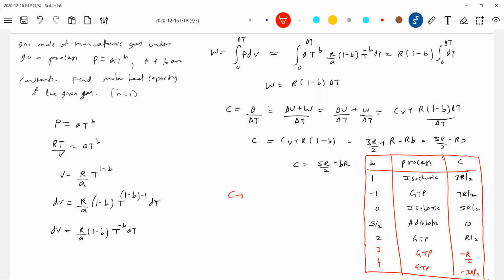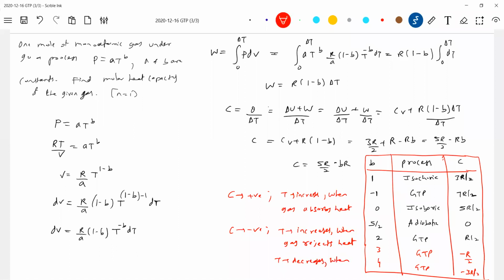So what do you mean by C positive? C positive we should interpret as: temperature increases when the gas absorbs heat. C negative, how should you interpret? Temperature increases when the gas rejects heat. Temperature decreases when the gas absorbs heat.